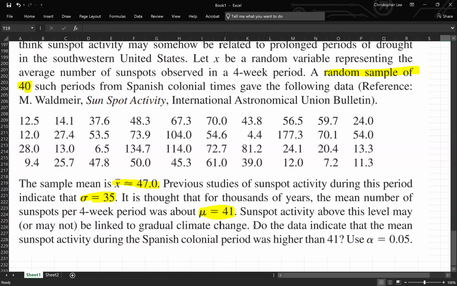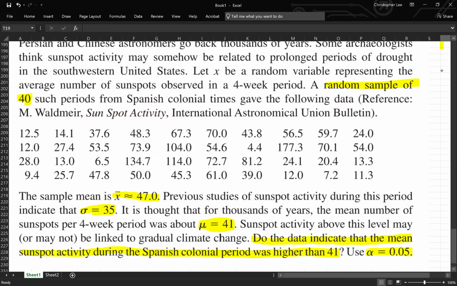Here's the question. Do the data indicate that the mean sunspot activity during the Spanish colonial period was higher than 41, right? Use a level of significance alpha equal to 0.05. Go ahead, do it. Can I do it on the board? Go ahead. Just don't write on this part right there behind me.